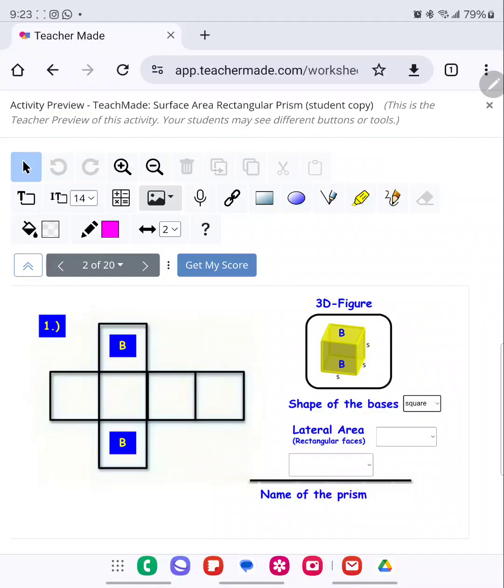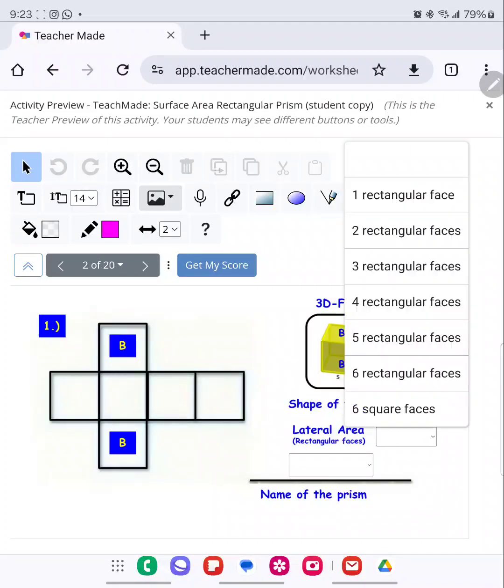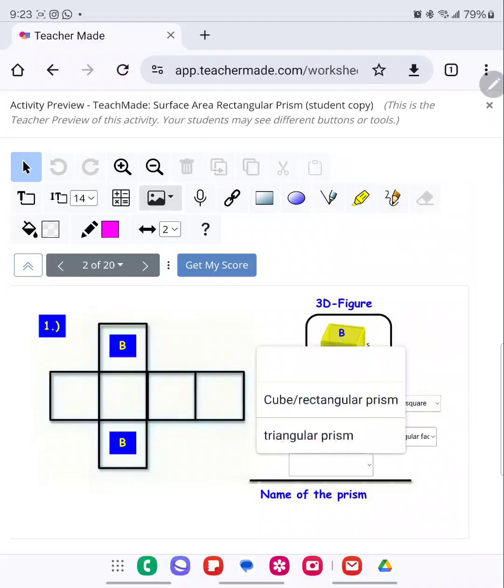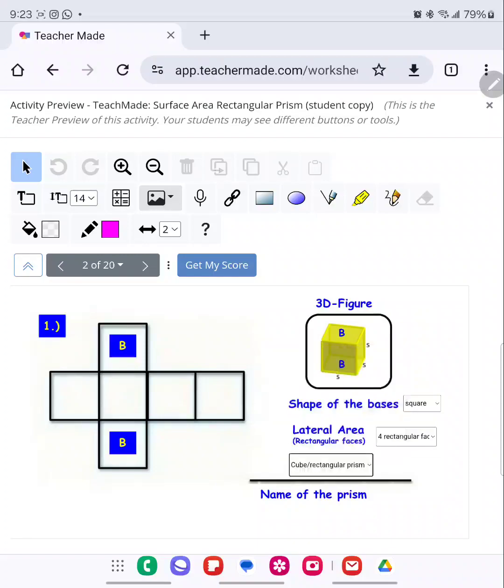Now it says down there that lateral area are the rectangular faces. Well, in this case, we know that the faces are not rectangles, right? They're squares, but a square is a type of rectangle. So lateral just represents, when you look at the 3D figure on the right side that's yellow, the lateral sides are basically the ones that wrap around the base. So the lateral area in this case, there's a total of 4 rectangular faces. And the name of the prism in this case is going to be called a cube.